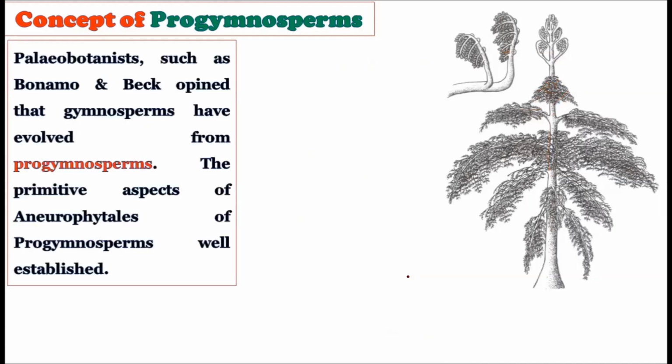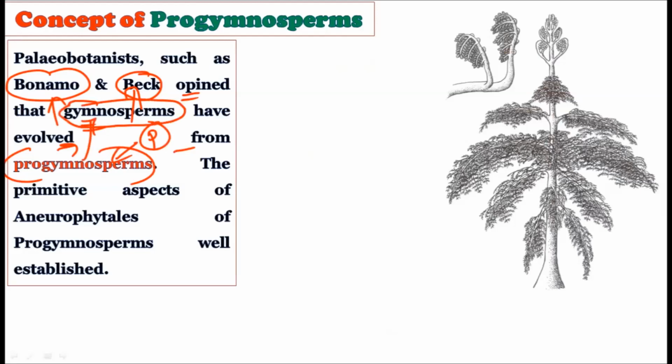Now consider the paleobotanists such as Bonamo and Beck. We have to understand the views of both. The Beck classification we have followed, and Bonamo's views are also followed. They opine that the gymnosperms evolved from the progymnosperms. So the progymnosperms, which evolved from the pteridophytes, gave rise to the gymnosperms. On the evolutionary line, according to Bonamo and Beck, first we have the pteridophyte, then the progymnosperm, and then the gymnosperm. That is, from the pteridophytes the progymnosperms originated, and from the progymnosperms there is the origin of the gymnosperms.